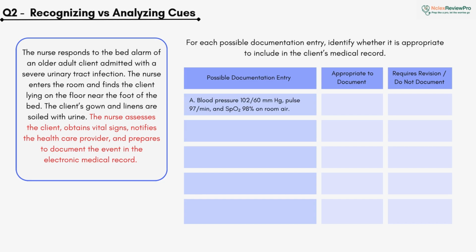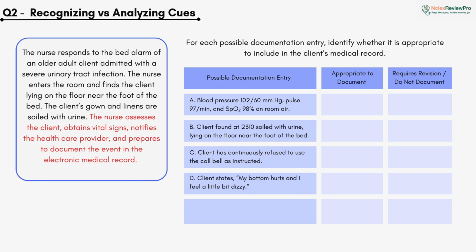Option A. Blood pressure, 102/60 millimeters of mercury, pulse, 97 per minute, and SpO2, 98% on room air. Option B. Client found at 23:10, soiled with urine, lying on the floor near the foot of the bed. Option C. Client has continuously refused to use the call bell as instructed. Option D. Client states, "My bottom hurts and I feel a little bit dizzy." Option E. Jones, MD, notified at 23:22, will continue to monitor for indications of injury. Take a moment and think about your answer.